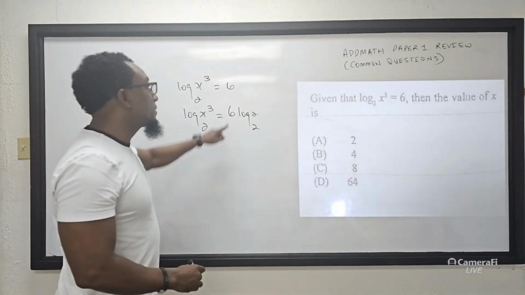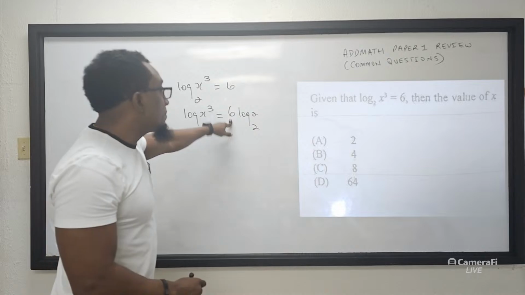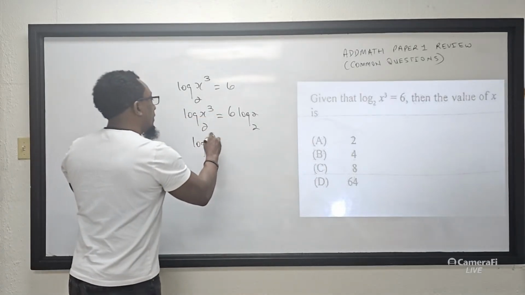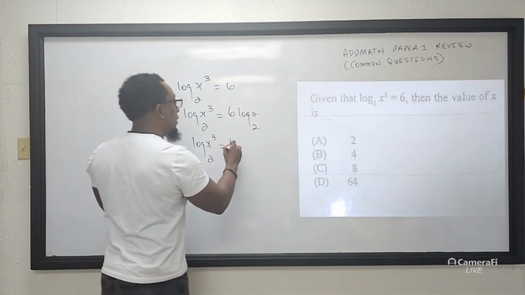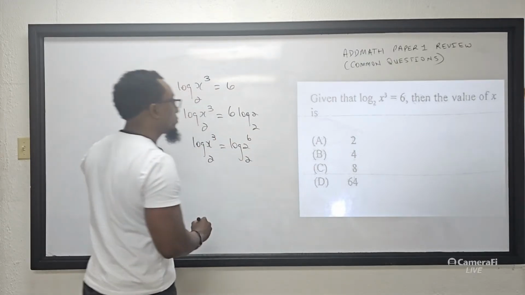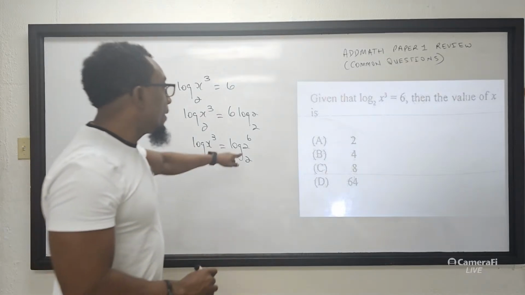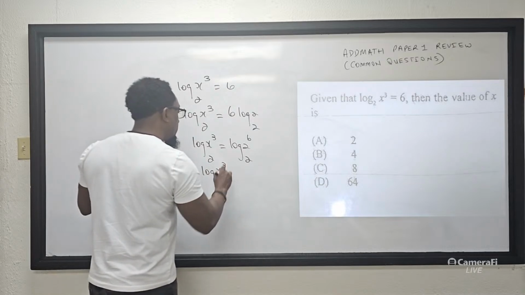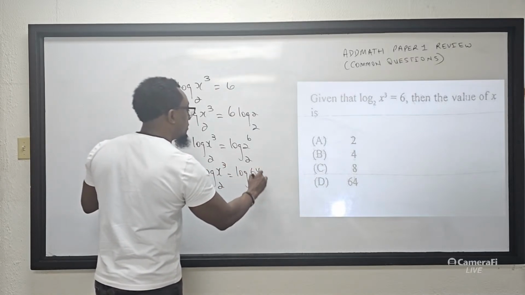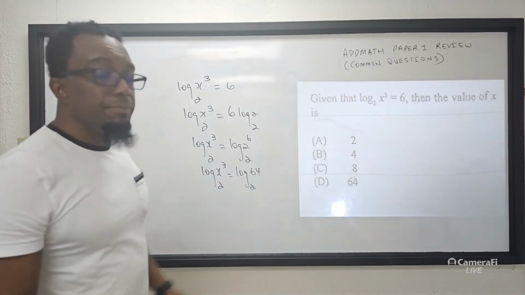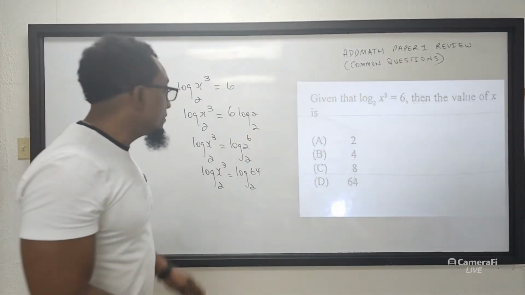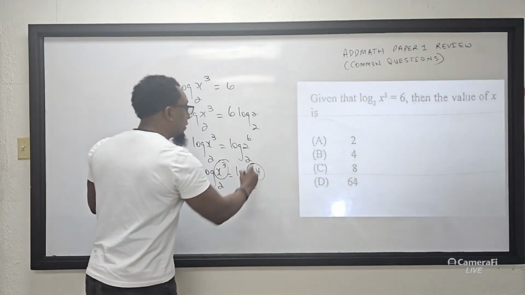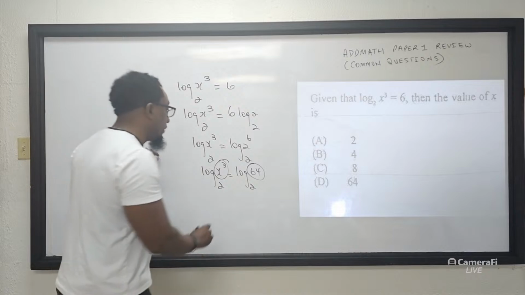And what I can do here is apply what I call my power law. I'll take my 6 and represent 6 as a power of 2. So I write this as log x cubed to base 2 is equal to log 2 to the power of 6 to base 2. 2 to the power of 6 is the same as 64. So this is log x cubed to base 2 is equal to log 64 to base 2. I want to have single log terms on either side of the equal sign to the same base. All I'm going to do is equate the arguments. So I'm going to put those two equal to each other.